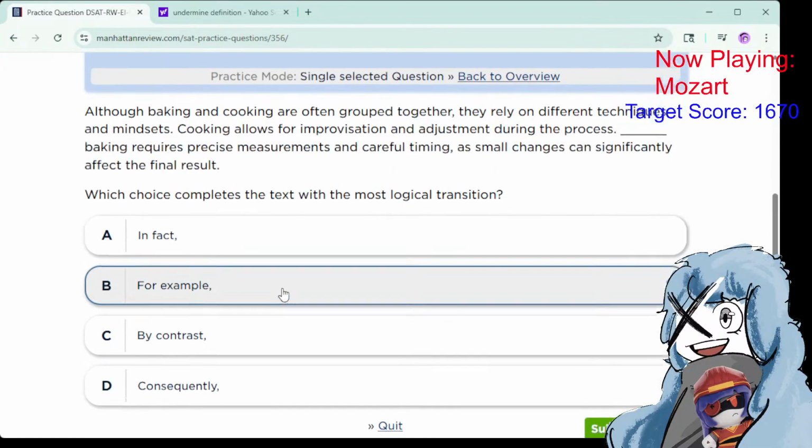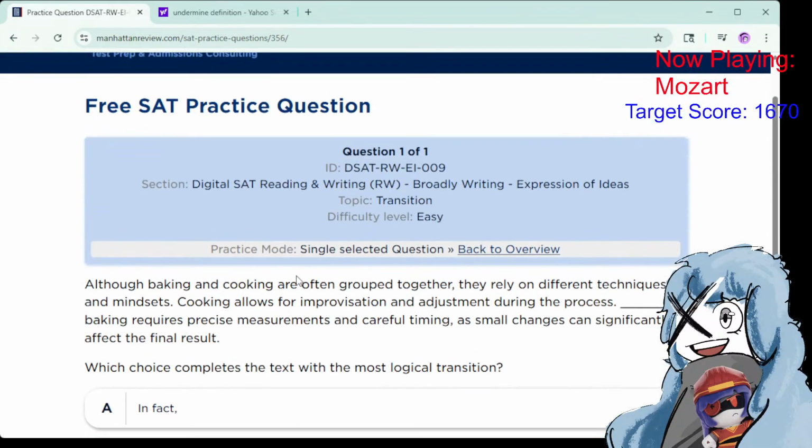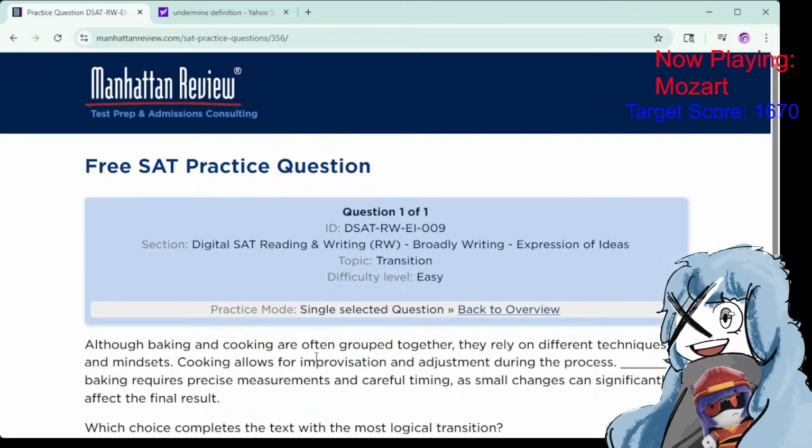This one's an easy transition. Although baking and cooking are often grouped together, they rely on different techniques and mindsets. Cooking allows for improvisation and adjustments during the process. On the other hand, baking requires precise measurements and careful timing, and small changes can significantly affect the final result.